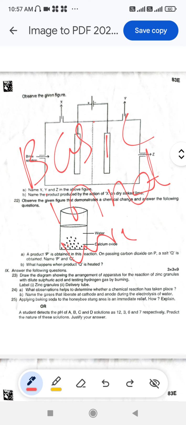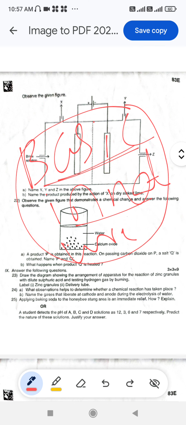To relieve that, we should use a base, because we know that a base and an acid nullify each other's effect. When acid concentration increases, it is nullified by the base. When a honey bee stings our skin, it releases an acid called methanoic acid. To get relief from that, you have to use baking soda.